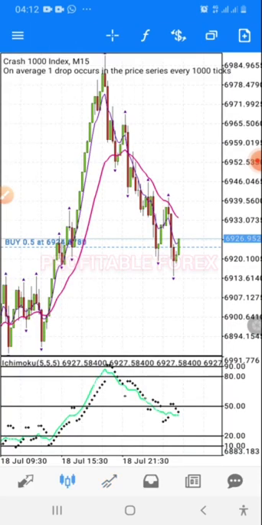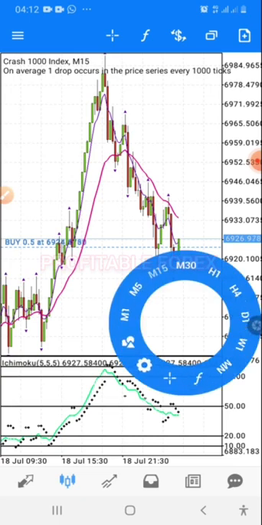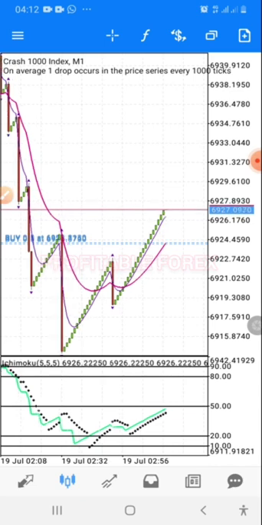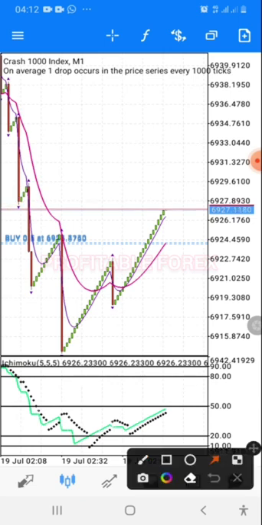So here we are on the chart. Those are 15 minutes time frame. Let me switch to the 1 minute time frame. So this is crash 1000 index, and on this chart we currently took a buy, and as you can see, it is currently buying. So you take a buy and you take just 6 to 10 candlesticks, depending on your account size. So take just 6 to 10 candlesticks and exit the market.